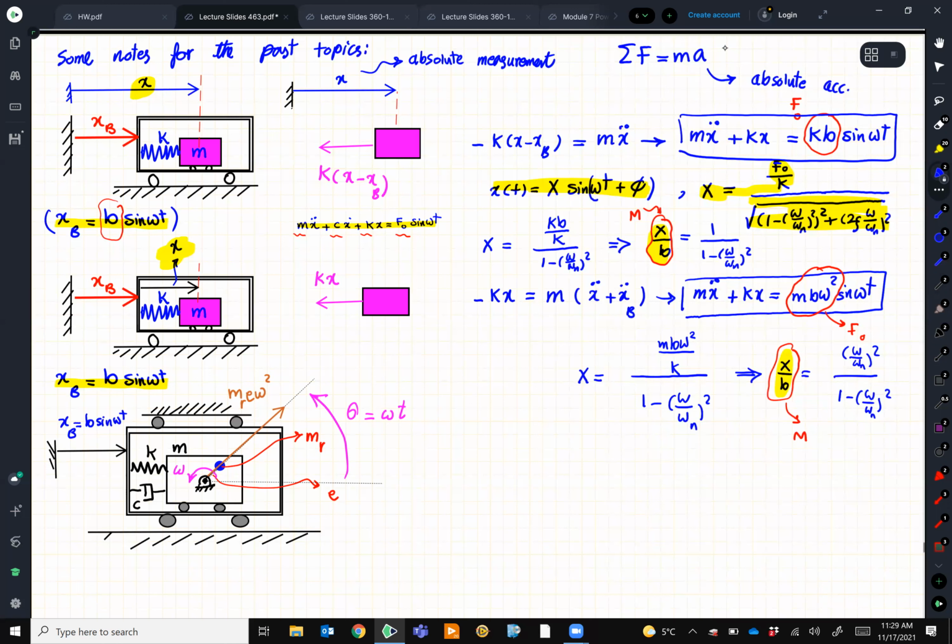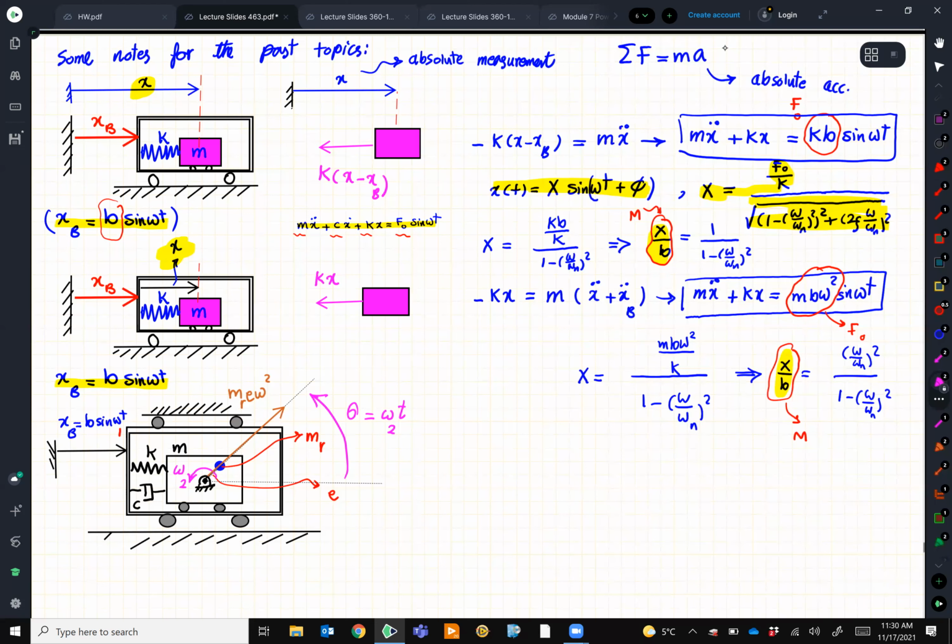Let's say that the base has the excitation omega 1, and the cart inside, the mass inside, has the excitation omega 2. But at the very end, try to see if omega 1 and omega 2 are equal. What is your result? So now you have two things going on: a base motion with a certain frequency, and another one with an unbalanced mass with a different frequency.